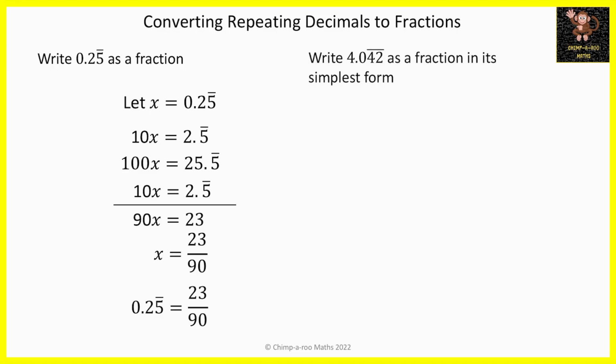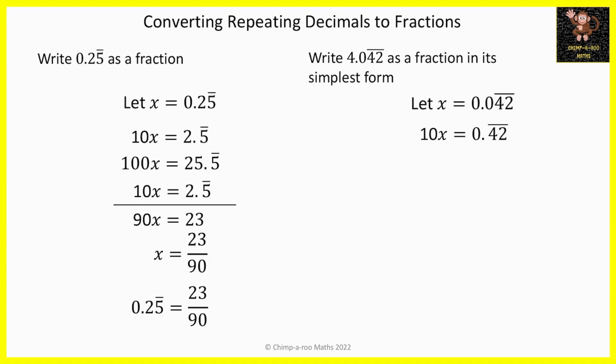Okay, our final example, we've got 4.042 recurring. Write that as a fraction in simplest form. Forget about the 4 for the moment, just deal with the decimal. So let x be 0.042 recurring. Last time we were talking about where there's a block of 2, we had 100x, didn't we? Well, if you start off with 10x, that makes 0.42 recurring. 100x would only be 4.2424242, so not quite right.